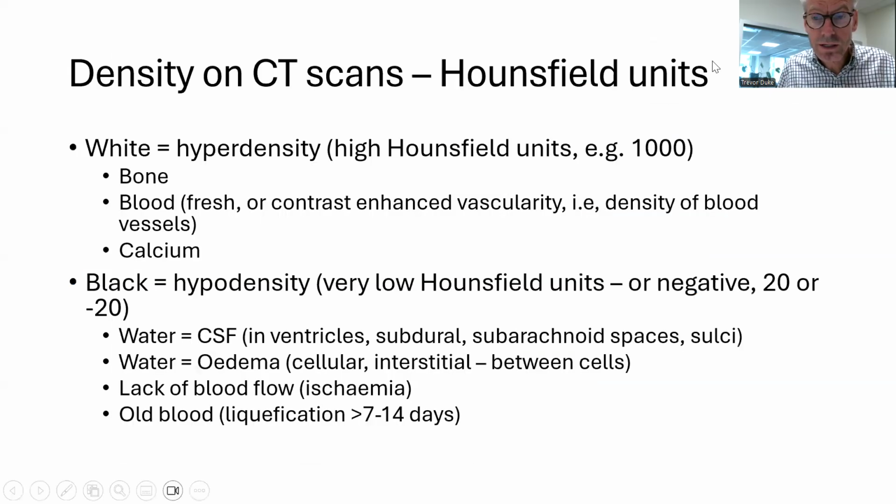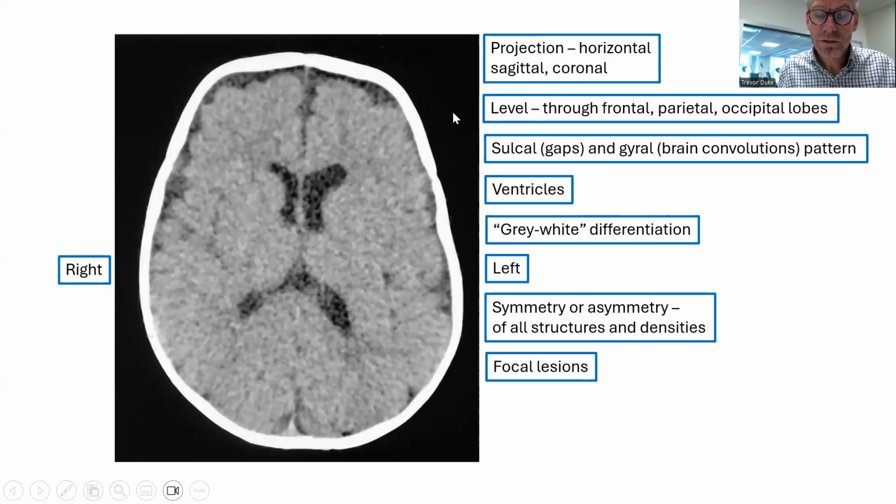Okay. Now, I wanted to discuss density, because a CT scan is a spectrum between black and white, and there's no other colors. Everything is on that spectrum, and there is a way of measuring the spectrum. All structures are on that spectrum, somewhere between black and white. Structures that are very dense, such as bone and fresh blood, are white. And structures that are very hypodense, very low density, are black.